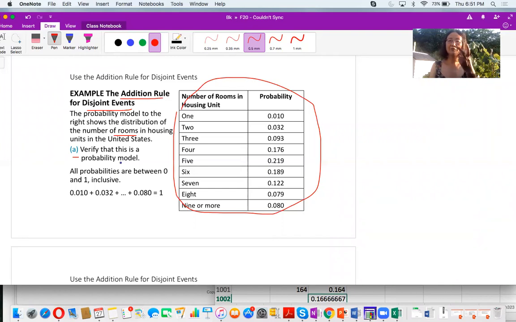It means you need to verify 2 items. 1, is each number between 0 and 1? Yes, they're between 0 and 1. And number 2, if you add all these numbers together, do you get 1? You can verify, yes, you add all these numbers together, you get 1. So that's why it is a probability model.